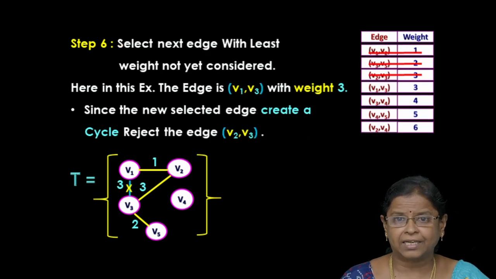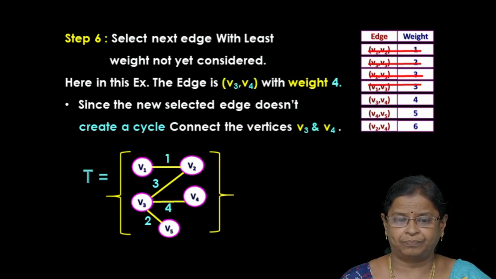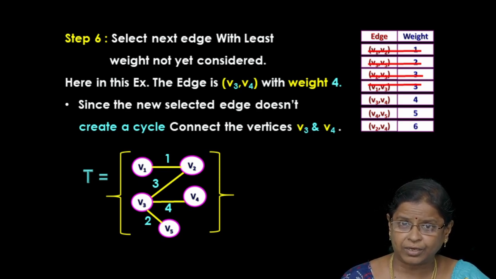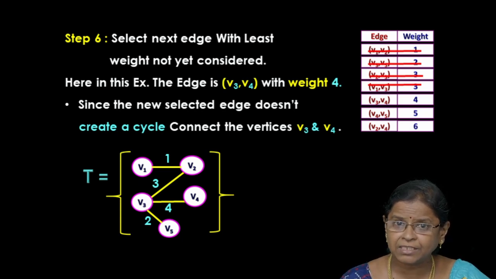Next, select the edge that is from V1 to V3 with weight 3. But it is from the same set. Therefore, it forms a cycle. We are rejecting the edge. Next, select the edge with least weight which is not yet considered. Here, the next edge is V3 to V4 with weight 4. It is also from two different disjoint sets. Therefore, we are adding this edge to T and then we are merging the two different disjoint sets into a single set.